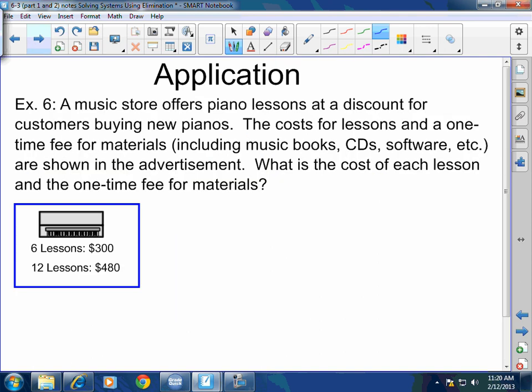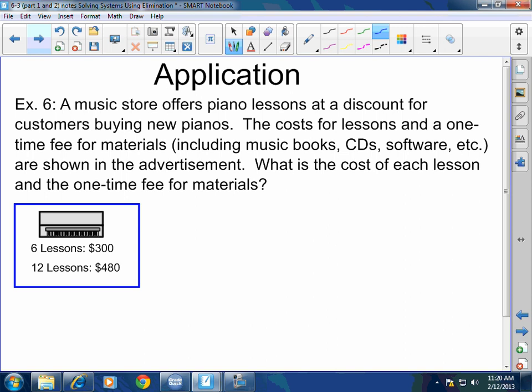Okay. Now let's put this to use. A music store offers piano lessons at a discount for customers buying new pianos. The cost for lessons and a one-time fee for materials, including books, music books, CDs, software, etc., are shown below. What is the cost of each lesson and the one-time fee for materials? Now, you have to think for this one, okay?